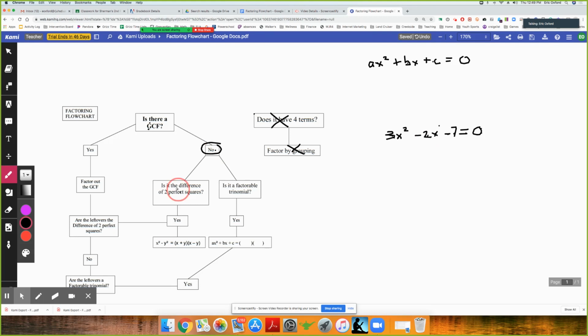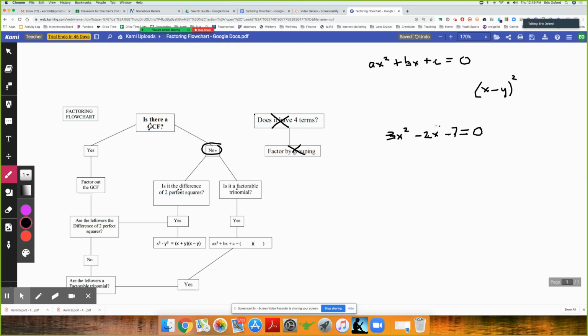The next question is: is it the difference of 2 perfect squares, or is it even a factorable trinomial? So we're going to try and see if it's the difference of 2 perfect squares. This is a perfect square, but the 3 is not a perfect square. Remember, the difference of 2 perfect squares is when you have x minus y, just 2 terms being raised to the second power. That's not what's going on here. What we have here are 3 terms, and none of them are perfect squares. So no, it is not. So we can't go this way.